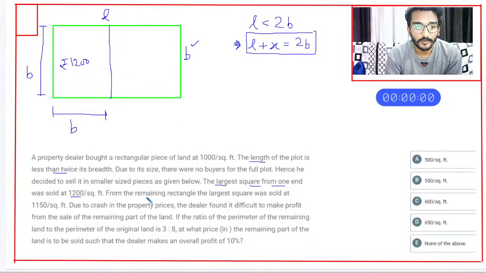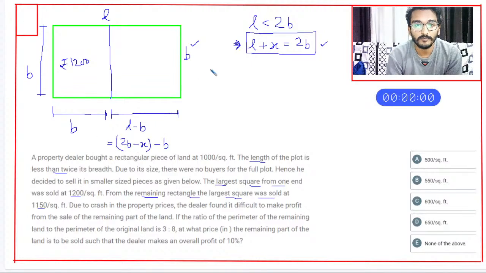Fine. Now, from the remaining rectangle, the largest square was sold. Now, how much is the remaining dimension? So we can say this is length minus breadth. Correct? This is the remaining dimension. We know some relation here. So if I substitute the length value here, it can be said it is 2B minus X, minus breadth. I'm just substituting the value of length from this information. So it is 2B minus X, meaning I can say it is B minus X for me.